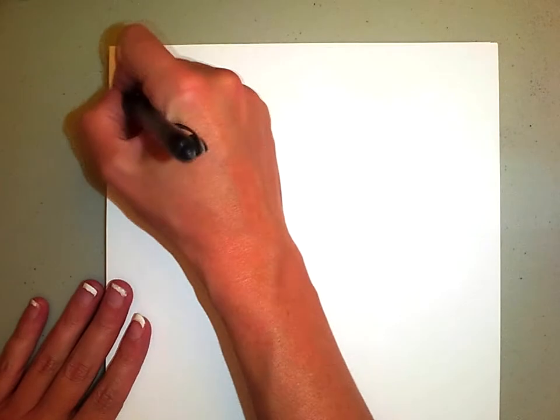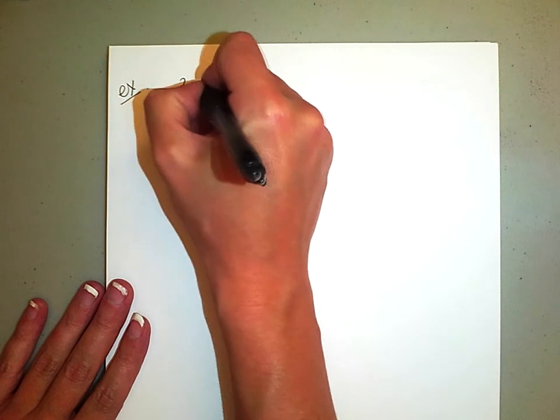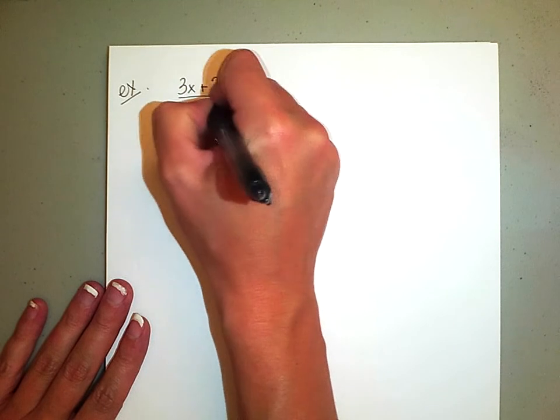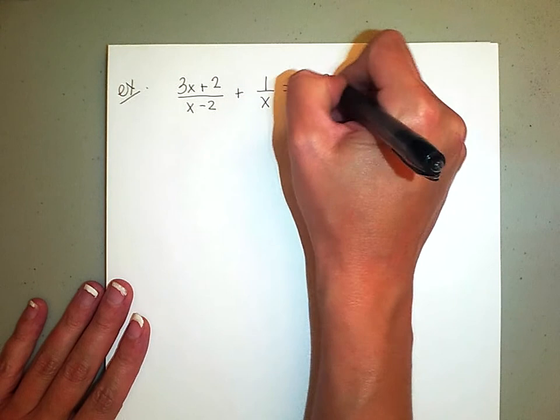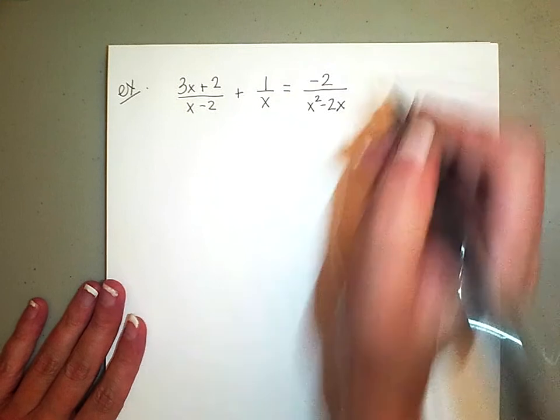Okay, let's try one more. Okay, so let's say we had to solve 3x plus 2 over x minus 2 plus 1 over x is equal to negative 2 over x squared minus 2x.